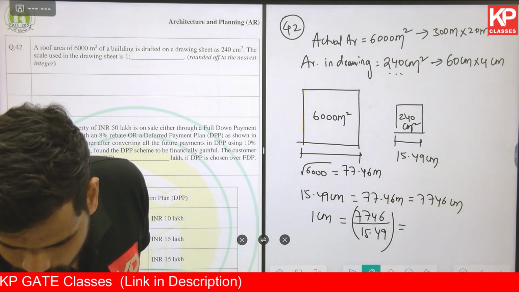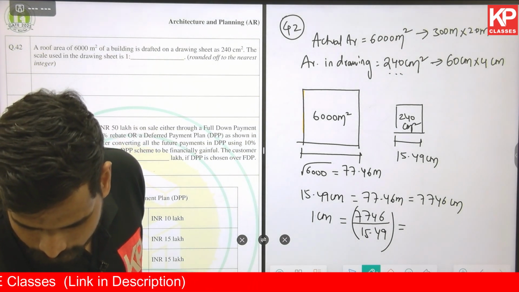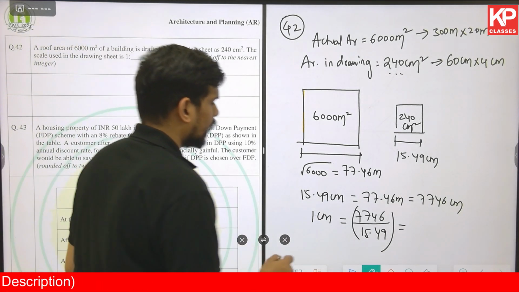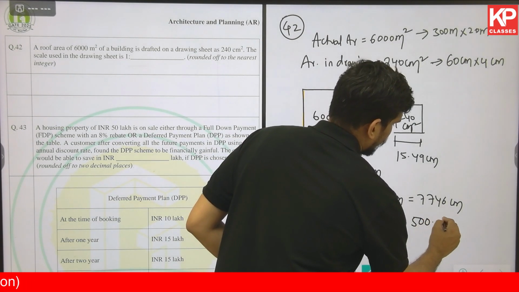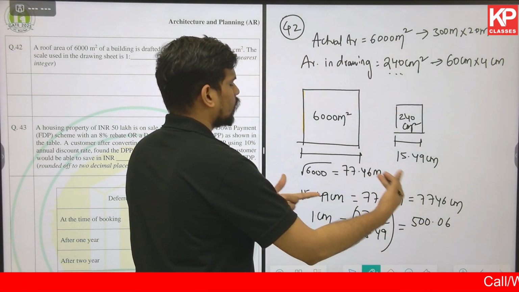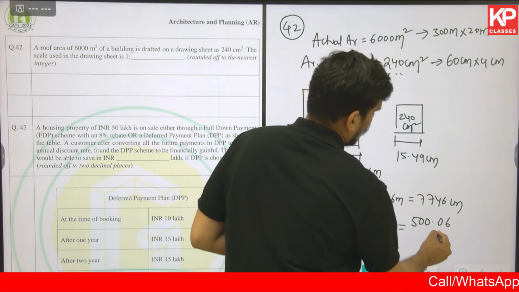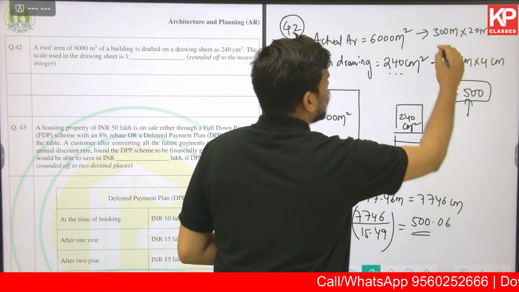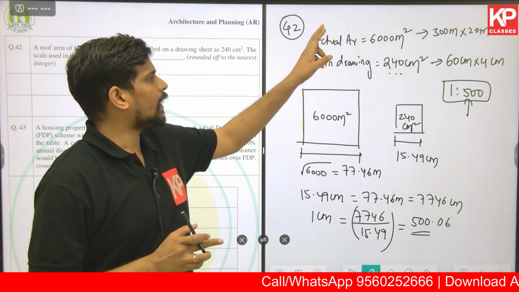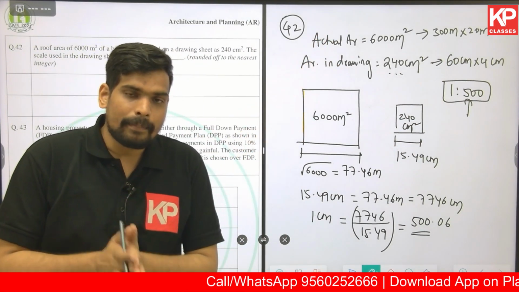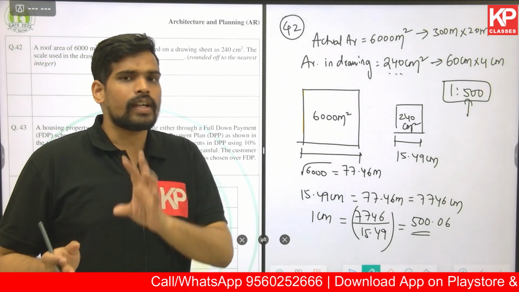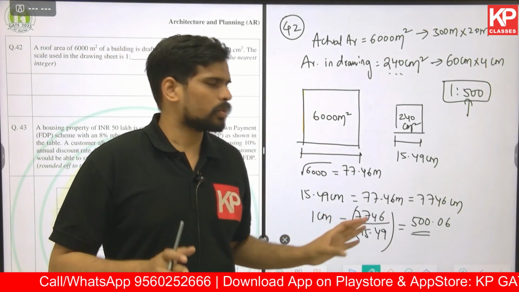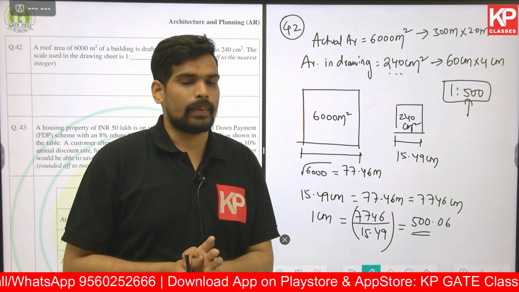7746 divided by 15.49 gives 500.06, rounded off to the closest integer, it will be 1:500 again. You're getting the exact same answer. So if you cannot think about factorization of the actual plot and the drawing in a similar proportion, you can directly assume square and solve it. You will get the answer even that way.